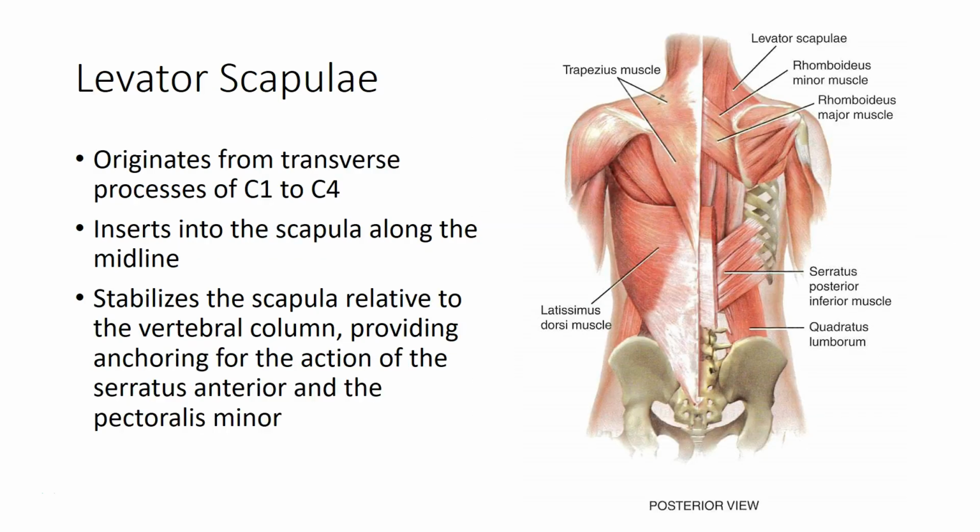The levator scapulae comes from the neck and the transverse processes of the cervical vertebrae 1 through 4 and inserts into the scapula, the upper edge of the scapula along its midline. So this helps stabilize the scapula relative to the vertebral column in the neck. So this would help anchor the scapula for the action of other muscles like the serratus anterior and the pectoralis minor.